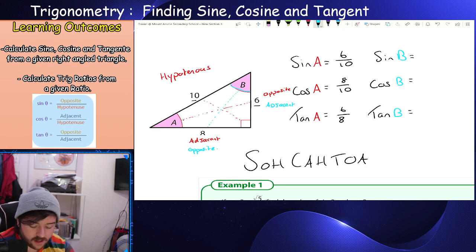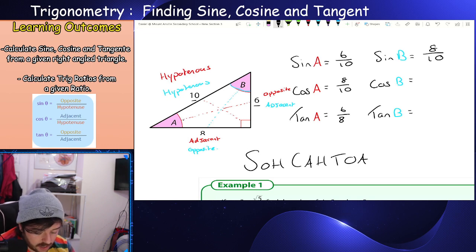But luckily, the hypotenuse doesn't change. So the hypotenuse remains the same, because the hypotenuse is always the side opposite my right angle, and it's the biggest side. So sine B, opposite over hypotenuse, is going to be 8 over 10.